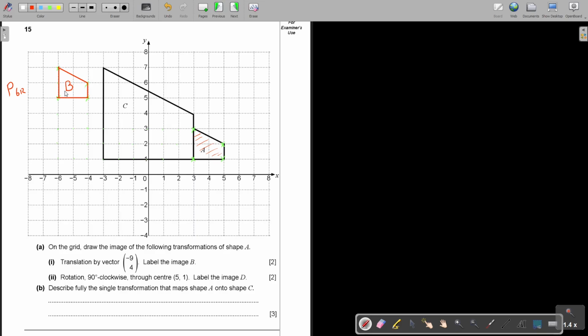Then rotate 90 degrees clockwise through 5 and 1. Now, where is 5 and 1? There it is. Now, it's very nice if it's 5 and 1. Yes, that's correct. If it's on the figure, okay, then it's going to overlap. So, label D. So, it's 90 degrees clockwise.